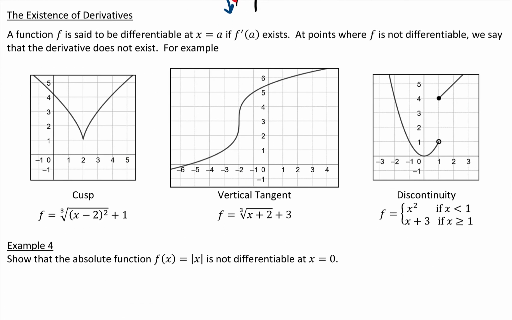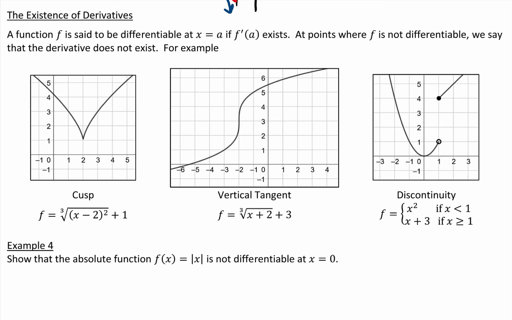So let's talk about when the derivative does not exist. A function f is said to be differentiable at x equals a if f prime of a exists. At points where it's not differentiable, we say the derivative does not exist. And here are 3 cases that you will run into.